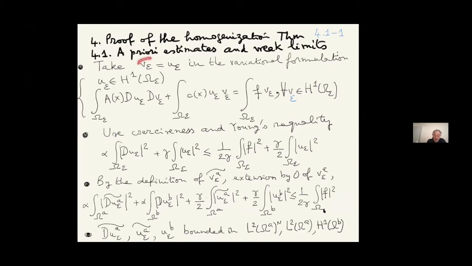Okay, I will take v epsilon equals u epsilon in this formulation. If I do that, I will use the coerciveness to say that this term here is bigger than alpha, the integral over omega epsilon of gradient u epsilon squared. This is standard. This term here, with v epsilon equals u epsilon, is bigger than gamma, the integral over omega epsilon of u epsilon squared. And here I use Young's inequality. This is less than 1 over 2 gamma the integral of f squared in omega epsilon plus gamma over 2, the integral over omega epsilon of u epsilon squared.